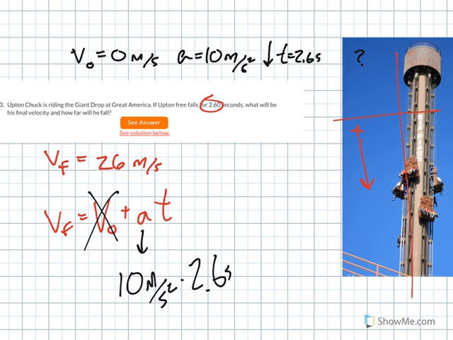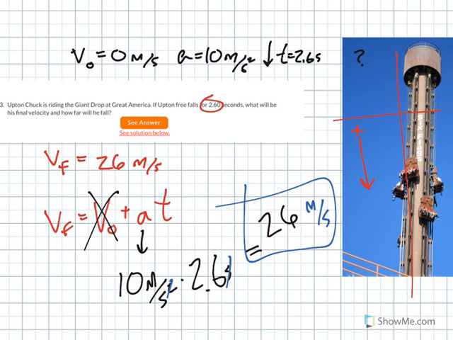So 10 times 2.6 is 26. And the dimensions here are going to be, that seconds is upstairs and it cancels one of those guys who's downstairs. And that gives you meters per second, which is good. That's velocity. All right. So about 26 meters per second.